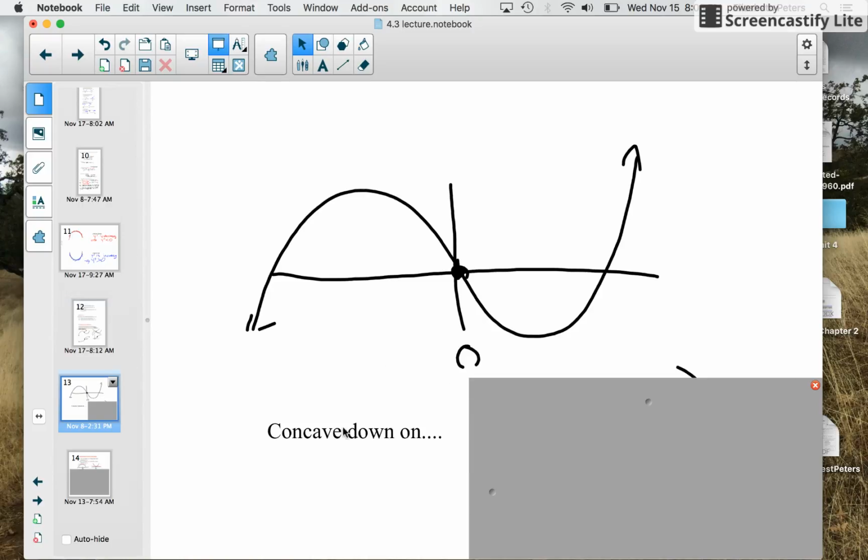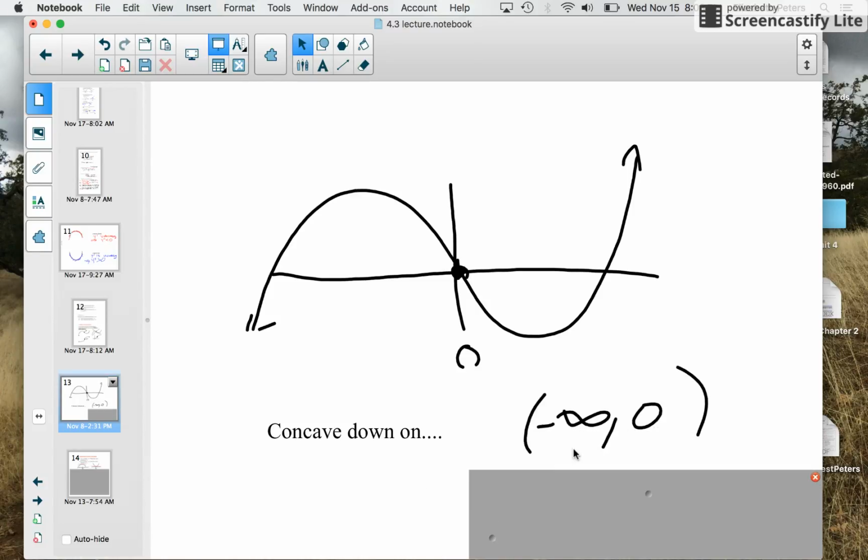So just real quick, think on what interval is this graph concave down? How would you write it? On what interval is this graph concave down? Hopefully you said on the interval negative infinity to 0. And remember, it's an open interval. We say that it's an open interval because points themselves don't have concavity. So we're not including that point in the concavity.